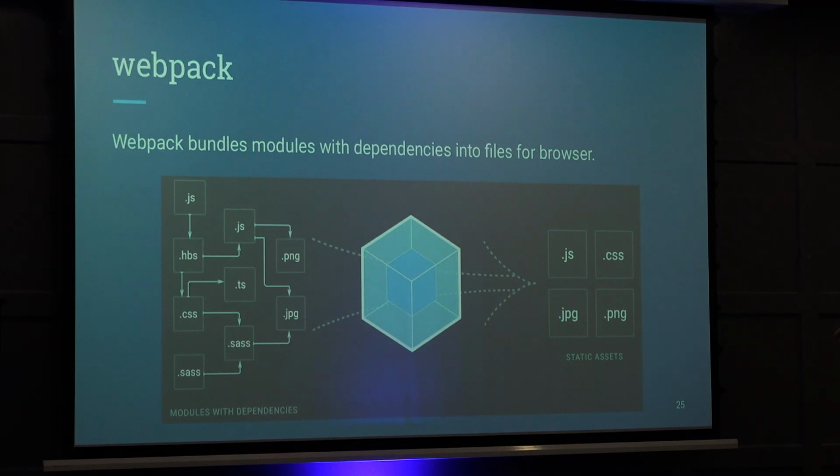So this is probably the best graph to explain what Webpack does. It bundles modules with dependencies into files for the browser. On the left, we have an entry point, a starting point, a JavaScript file here, which has dependencies on all of these files. You put these all into Webpack, and Webpack spits out files that the browser can understand, such as JavaScript, CSS, JPEG. So that's essentially a pipeline that Webpack runs through. It's called a build.